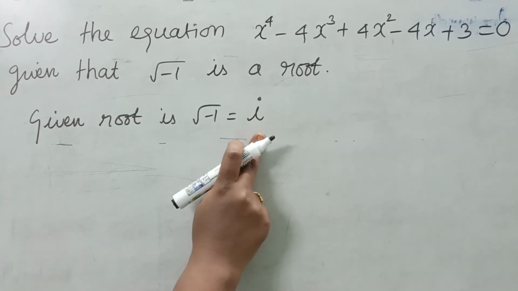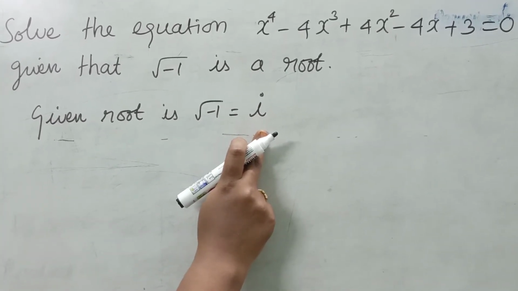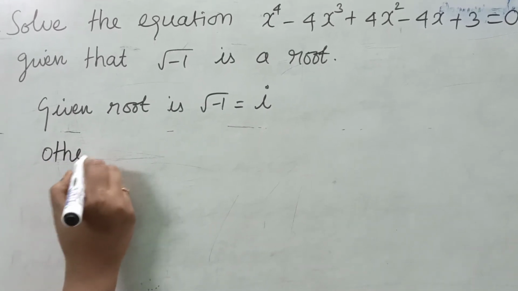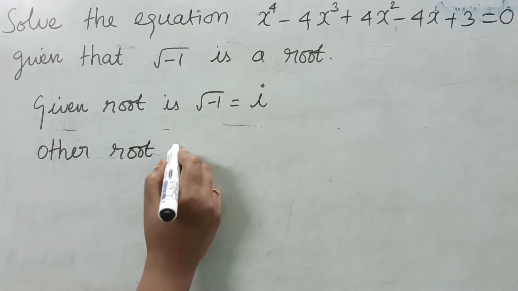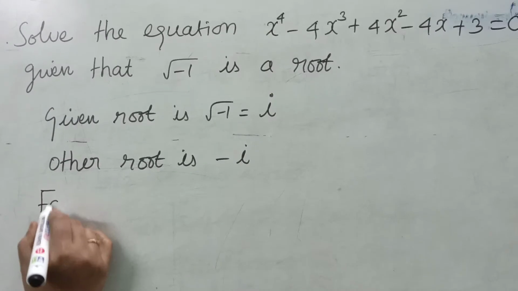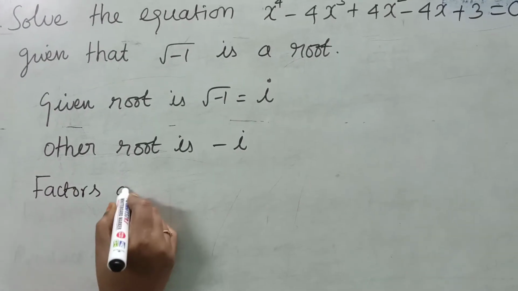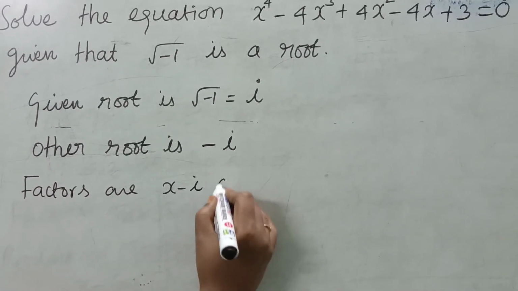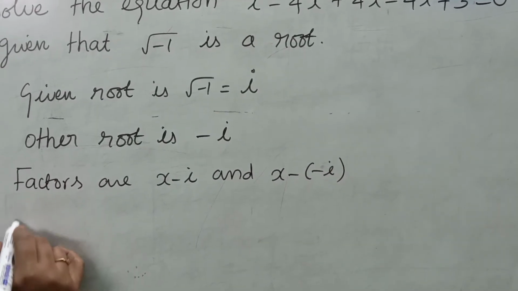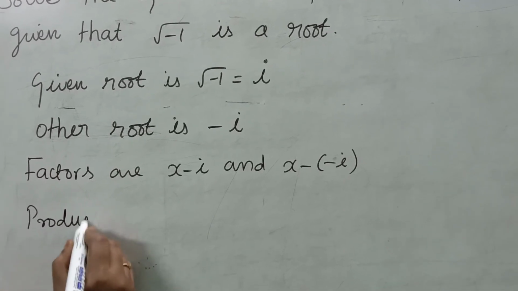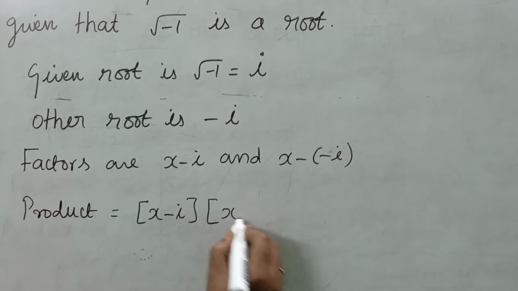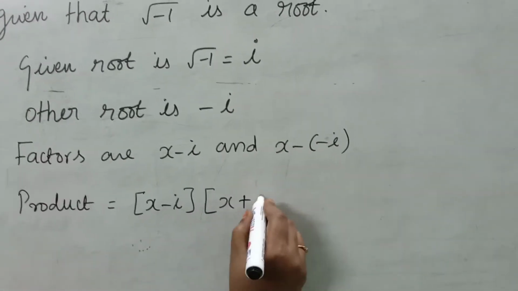It's a complex number. We already know the theorem. Imaginary roots occur in conjugate pair. Therefore, other root is minus I. Then factors are x minus I and x minus of minus I. Then product of this factor is x minus I and x minus of minus, that is plus I.